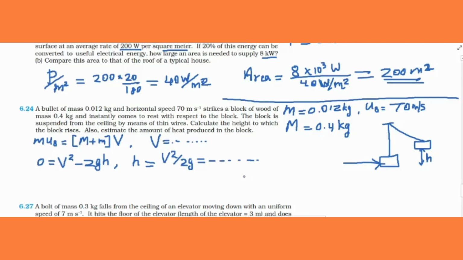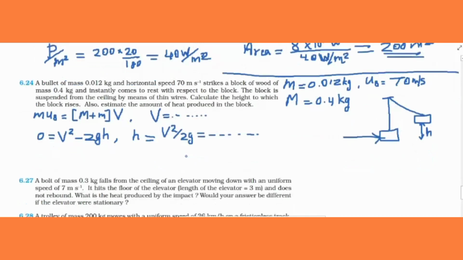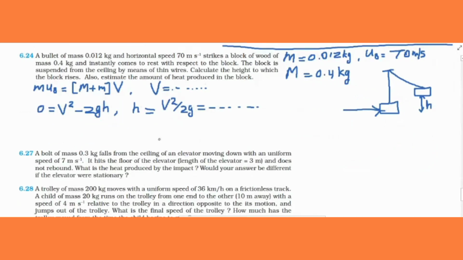Now next, also estimate the amount of heat produced in the block. So how can you estimate the amount of heat produced in the block? You know, heat produced will be the loss of energy. So heat is equal to, we can take the total initial energy is equal to half m UB square, the kinetic energy of the bullet. And final energy will be the kinetic energy with which the block and the bullet begin to rise.